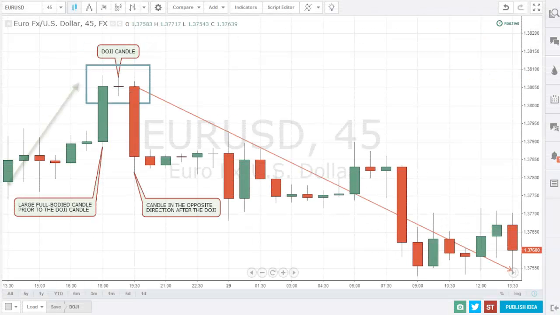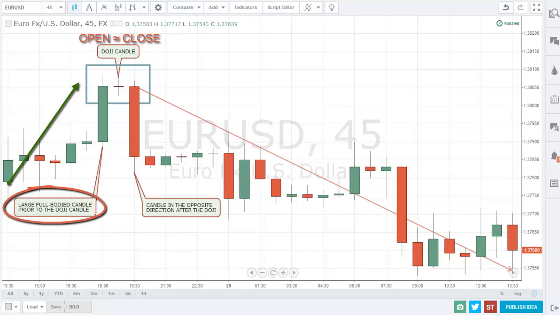There must be a strong trend before the formation of the pattern. The open and close price of a doji candle are the same or nearly the same. Before the doji candle, there must be a large full-bodied candle going in the direction of the trend. And finally, after the doji candle, there is a candle which goes in the opposite direction of the dominating trend. If these conditions are not met, then don't take this figure into account. It is best to pay attention to doji candles which are formed on the hourly charts.